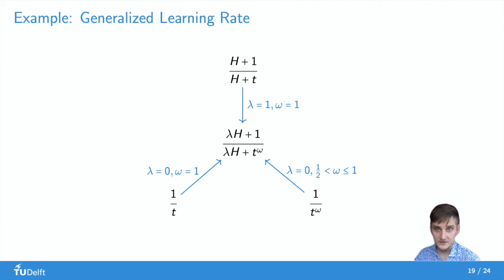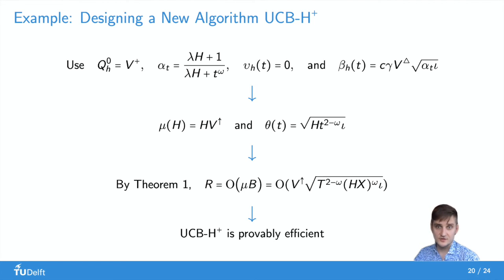Next, I would like to show how this framework can be used to design new reinforcement learning methods. Let us consider the learning rates we have seen earlier. Can we combine all of them into one? Yes, we can. What if we use this new learning rate? Is the resulting method provably efficient? We introduced such a method, and we call it UCB-H+. It is a simple modification of UCB-H, which also uses a slightly different bonus.